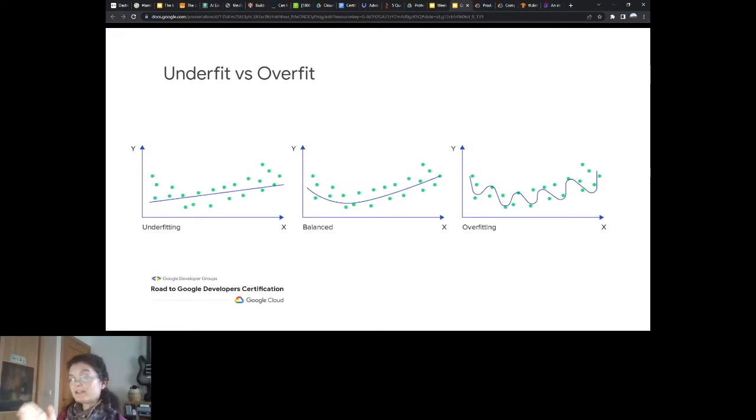So the right answer is in the middle, this balanced graph, this balanced solution that is not so simple that you are missing most of the patterns of the data set, but also not extremely following all the variations of my model.